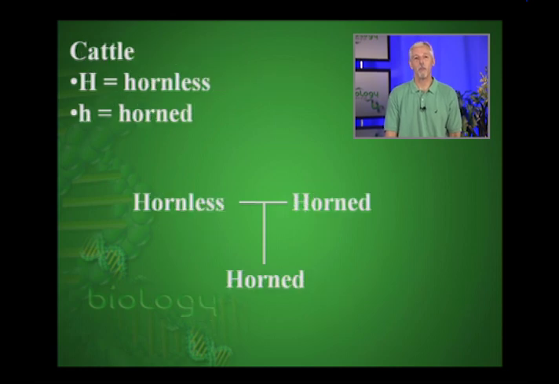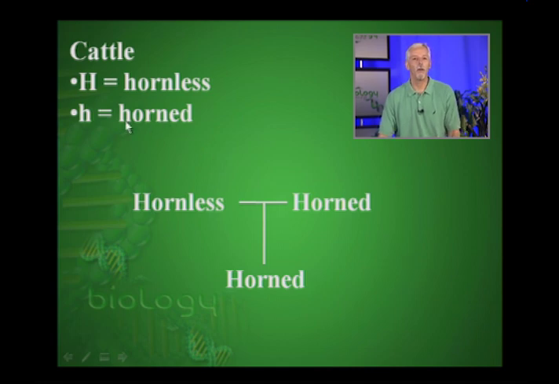Still another problem. Let's look at cattle. And this one's a little counterintuitive, I think. Dominant would be hornless. Having horns is actually recessive. So again, as we look at a pedigree, let's say we've got a bull and a cow with a calf, and let's look at what we know.